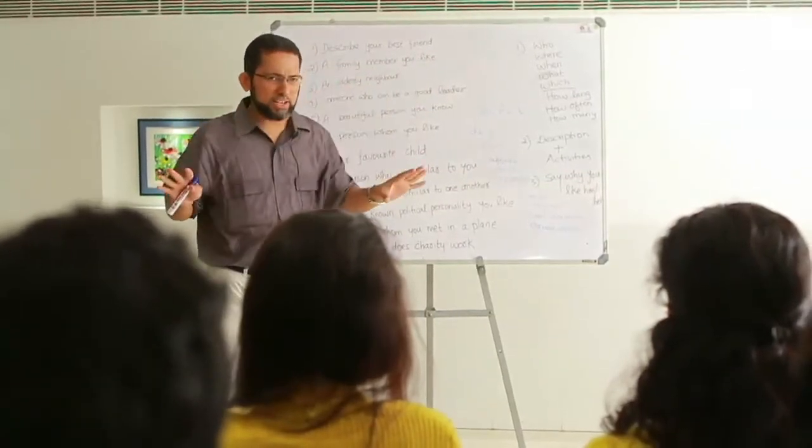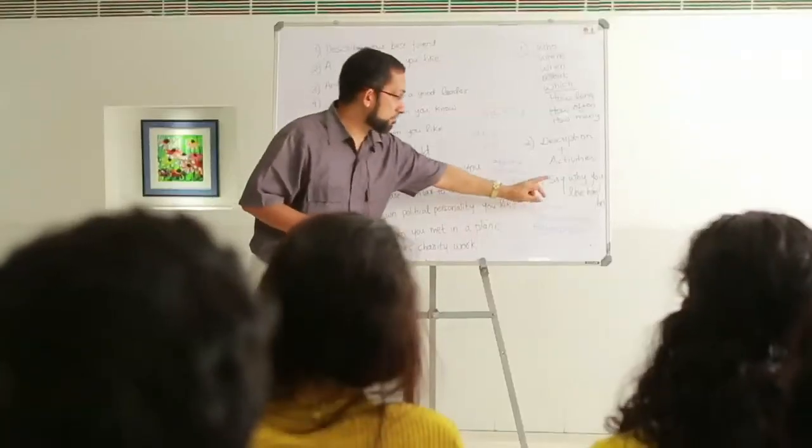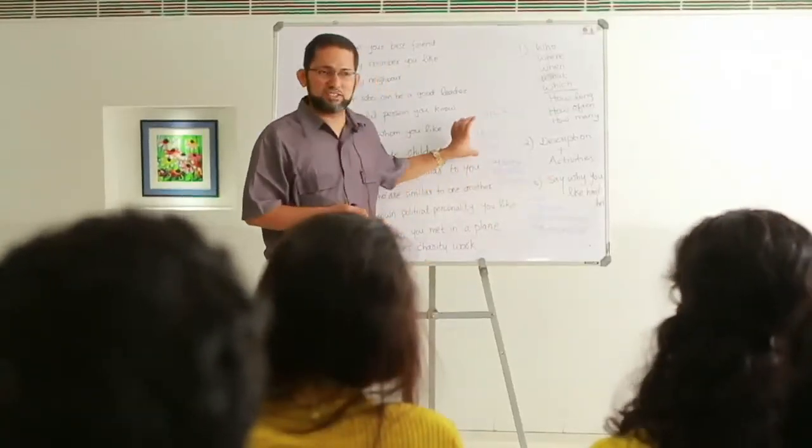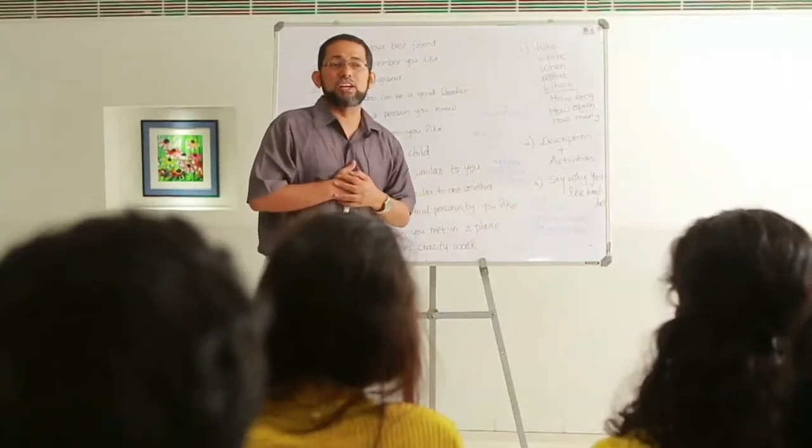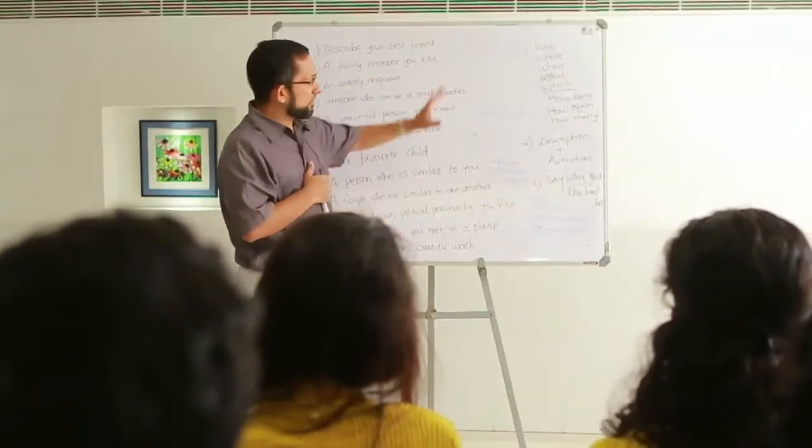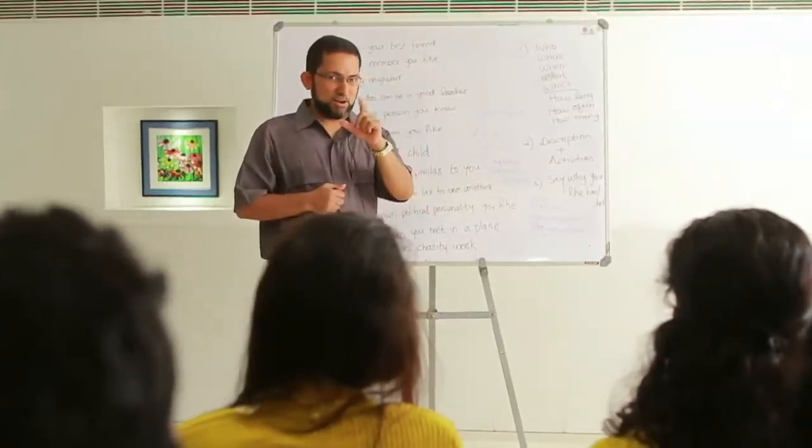Now, a recap. First, you say the introduction: which, where, when, who, what, how long, how often, how many. You're going to introduce. Second part, description: use GLAZE, and activities, what you do. And why you like him or her is D, C, C, C, D, E, F, and all these words alongside. Keep this in mind. Now we're going to look at the next question.